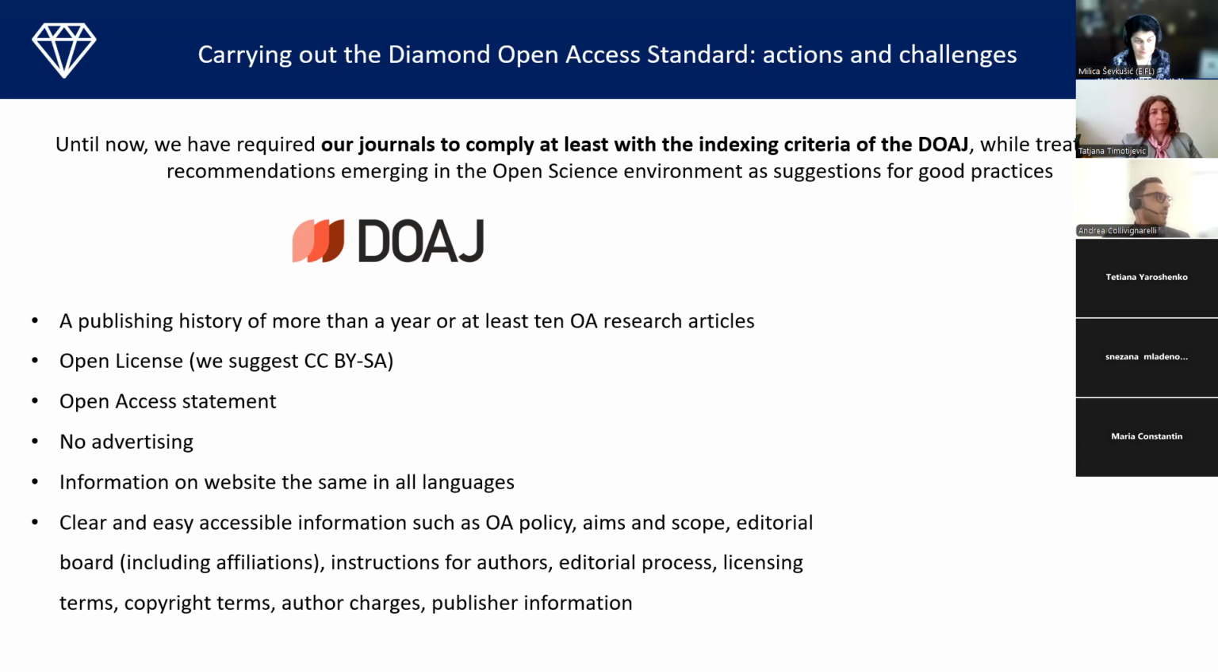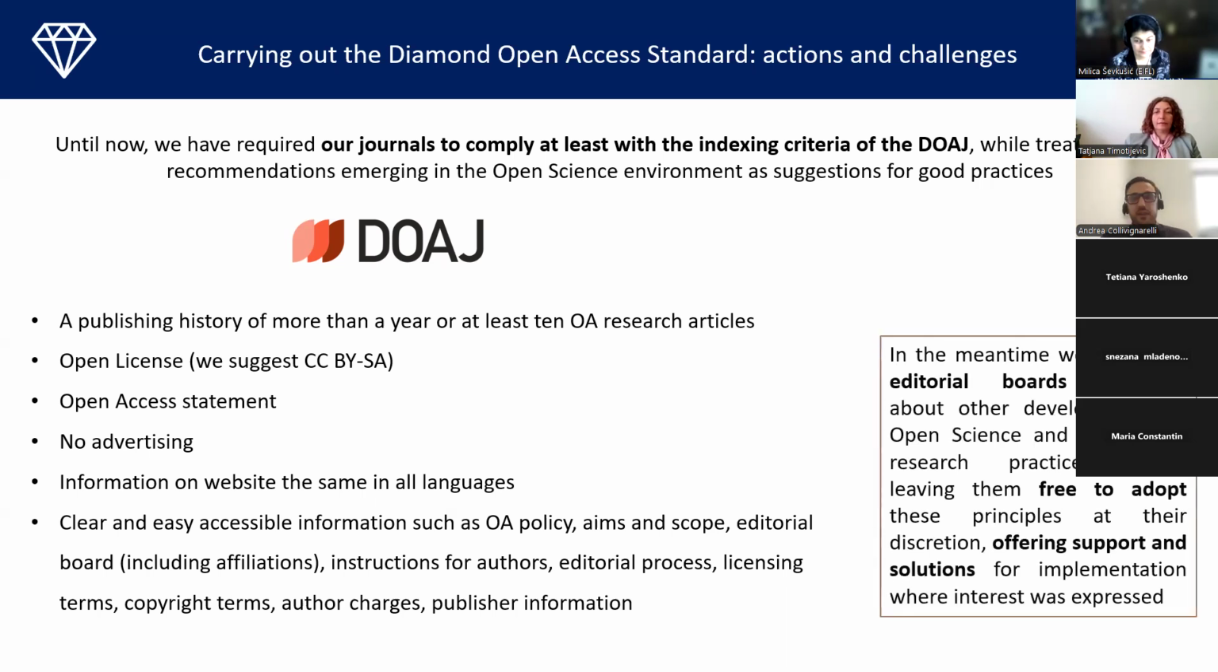So here we have the standards we require from the DOAJ: the publishing history, the open license, an open access statement, no advertisement, and the other information regarding open access, accessible and clear. In the meantime, we have constantly informed our 60 editorial boards about open science developments, while leaving them free to adopt them, offering support and solutions for their implementation.